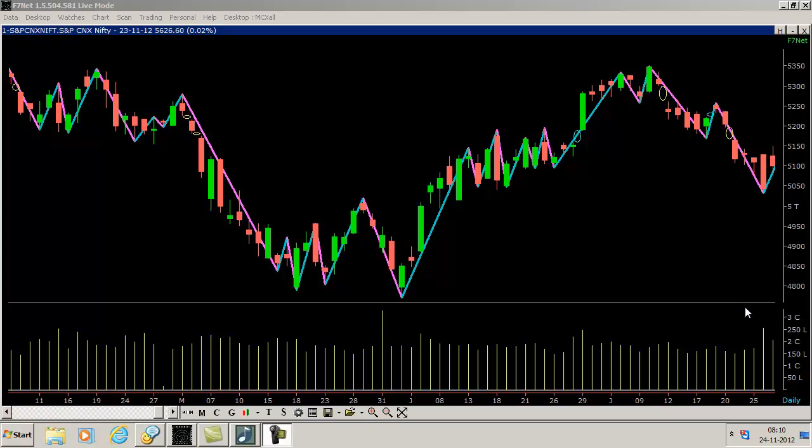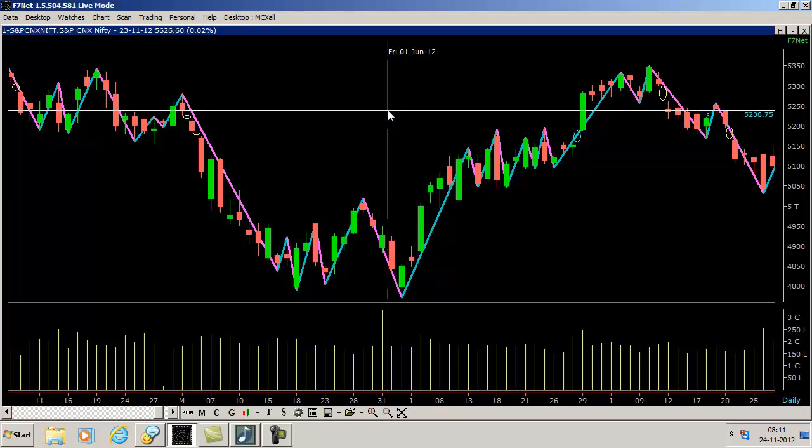Hello friends, let us try to take a brief look at what we are going to study in the seminar. First comes the WD Gann swing technique. We will be using this technique to identify the trend, whether the market is in a short term uptrend, downtrend or sideways trend. This is a Nifty chart.